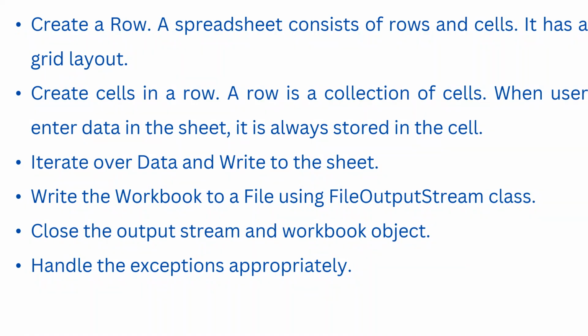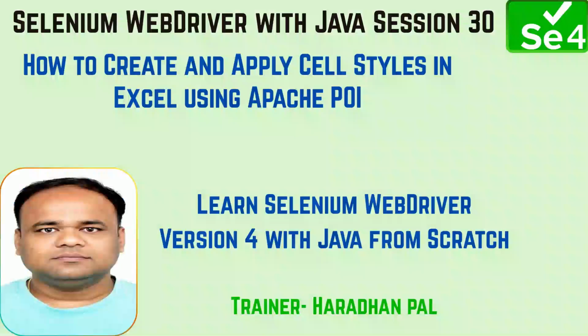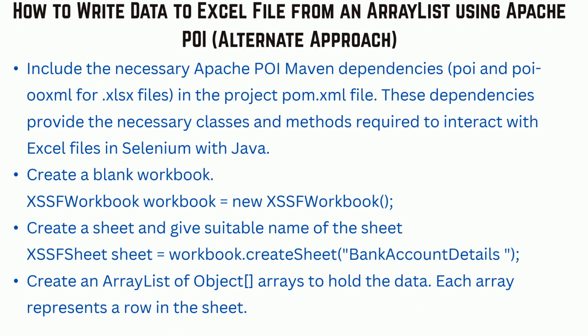Then the user needs to write the workbook to a file with the help of the FileOutputStream class. And once your file is saved, the user needs to close that file output stream and the workbook object. And during that process, in case any exceptions come, the user needs to handle them appropriately. So these are the steps we'll follow to write data to an Excel file from an array list using Apache POI first. Once our Excel sheet is created, then we'll try to apply the stylings for different rows and cell values in the Excel sheet. So let's follow the step-by-step process.